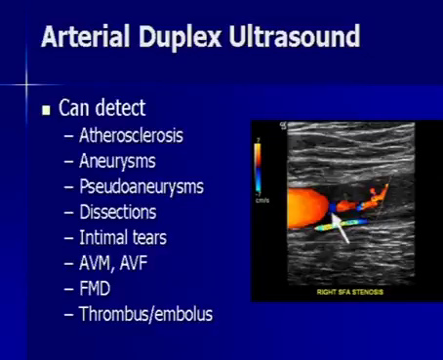In addition to looking for atherosclerosis, we also look for aneurysmal disease or pseudoaneurysms, various types of vessel wall injuries such as dissections, intimal tears, things like arteriovenous malformations or arteriovenous fistula. A little more infrequent is looking at arteries for fibromuscular dysplasia, but we can do that, and also looking for thrombi or emboli.